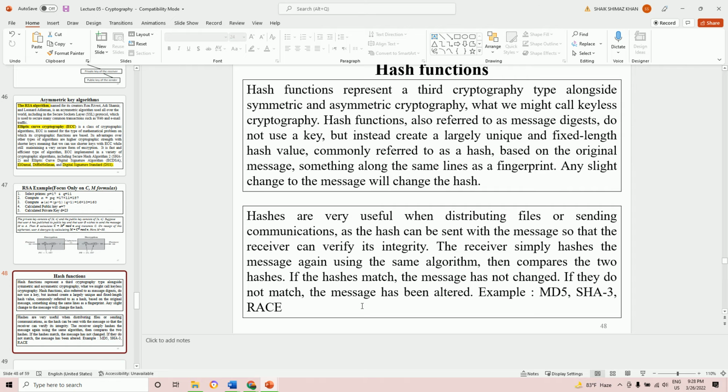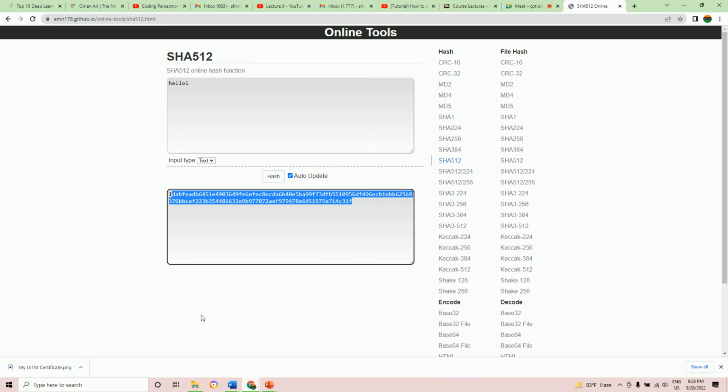Hash functions represent a cryptographic type alongside the encryption and decryption algorithms. So it belongs to the cryptographic family: hashing, encryption, decryption. These all come under the umbrella of cryptography. Hash functions are referred to as message digest. So another name for the hash value is message digest. So this is called hash value or message digest. Please understand.